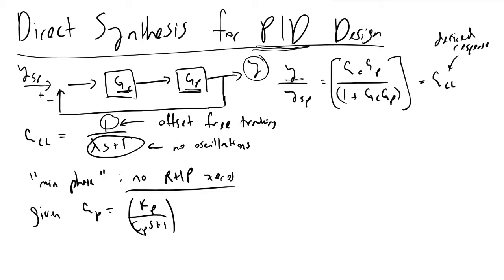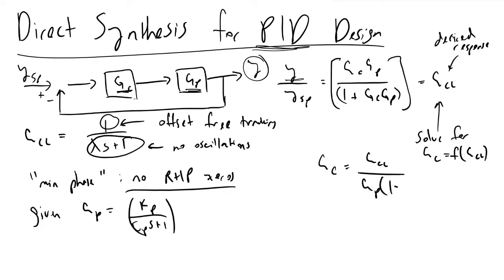And so what we do in direct synthesis here is we will solve for GC as a function of the closed loop response that we want. And what we'll find after some algebra substitutions is that GC is equal to GCL divided by GP times 1 minus GCL. And I encourage you to prove this and do the algebra, but for the sake of continuing, we will say this.